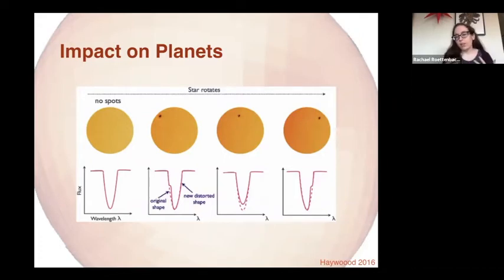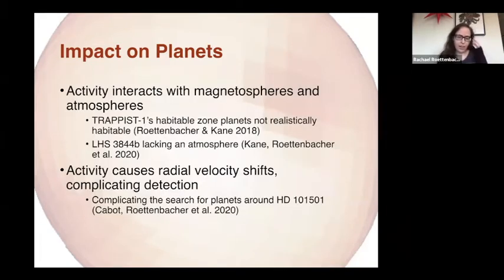And over time, as that spot rotates across the surface of the star, it actually causes a signature in the absorption line that mimics a radial velocity shift due to a planet. And so stellar activity can also give you a false positive on the detection of a planet. And I've been doing some work looking into this with Sam Cabot, who's a graduate student here at Yale, and we looked at a really spotted star to see if we could start understanding the impact of the activity on our ability to detect planets.